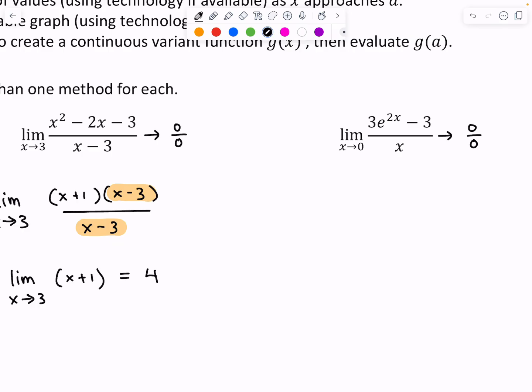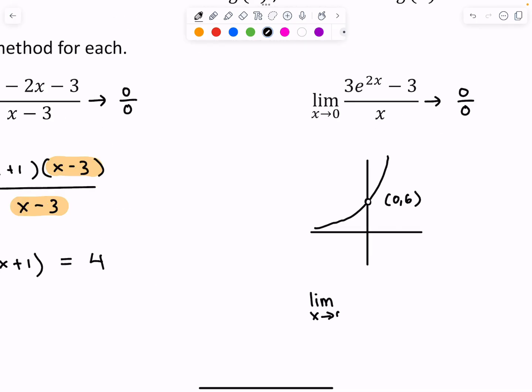So back to our notes. We'll summarize our answer by making the graph. Our graph looks something like this, but had a missing point or a removable discontinuity on the y-axis, whose coordinates were (0, 6). Thus our final statement would be that the limit as x goes to 0 of this function is in fact 6.